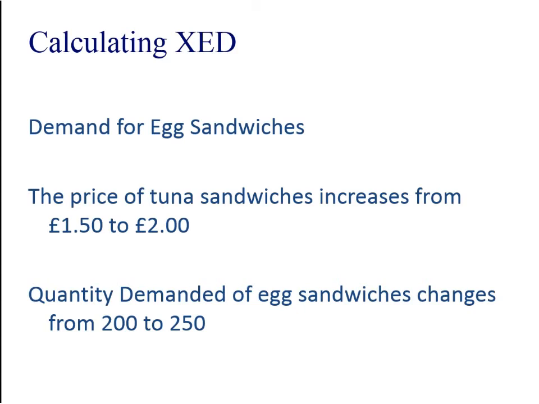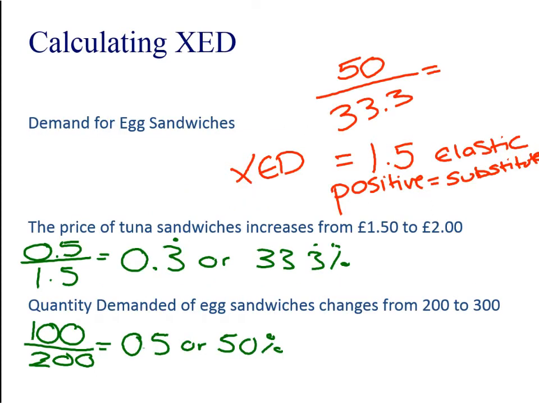Okay, again, egg sandwiches. Now my second favourite type of sandwich is tuna sandwiches. So let's have a look at if there's a relationship between these two. So the price of tuna sandwiches increases from £1.50 to £2. The quantity demanded of egg sandwiches changes from 200 to 250. Okay, so the price has changed by 50p, and this is one of the ones where you need to interpret whether it's positive or negative. So that's an increase in price over the original. So 0.5 over 1.5 is 0.3 recurring, or 33.3 recurring percent.